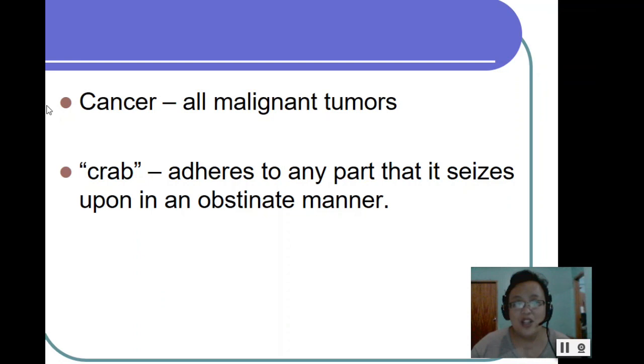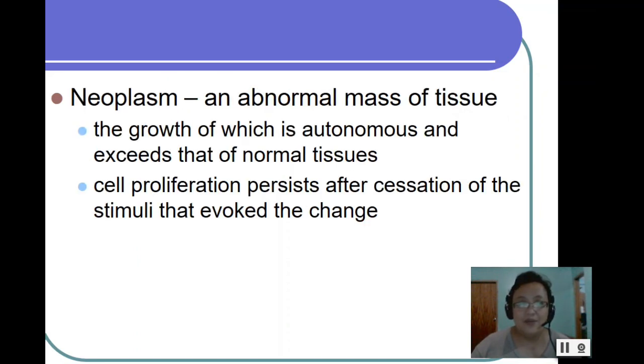Cancer refers actually to all malignant tumors, no? The tumors that can spread, although we're going to define it clearly later on. A crab is something that adheres to any part that it seizes upon in an obstinate manner, and this is characterized by the cancer. Didikit siya, it attaches itself to any tissue that it is close to, and it can cause inflammation there. It can injure that area there.